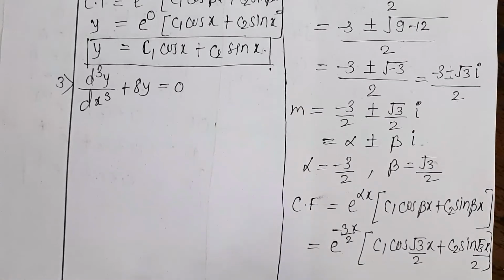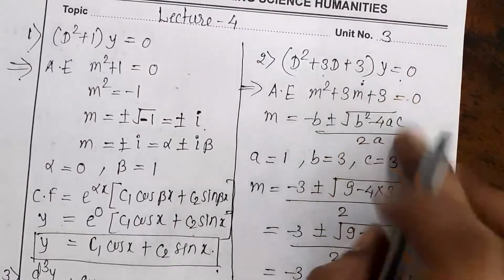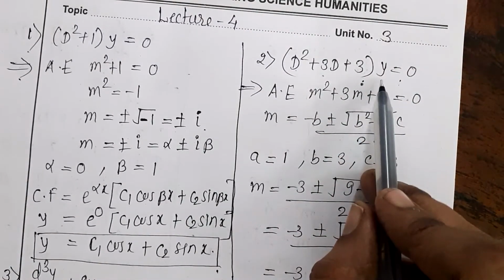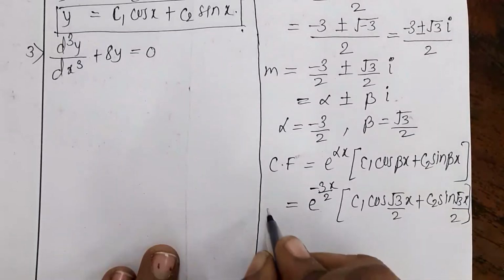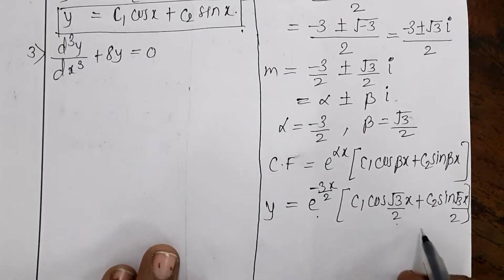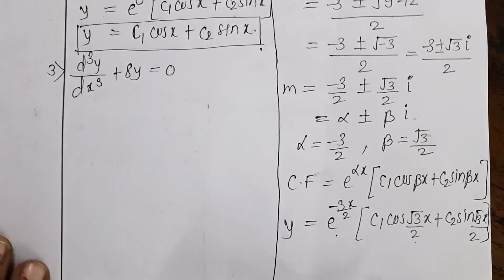c2 sine root 3 by 2 x, and again the right hand side is 0, but while writing the solution you should observe the dependent variable also. Here it is y, so y is equal to e to the power minus 3 by 2 x, c1 cos root 3 by 2 x plus c2 sine root 3 by 2 x.